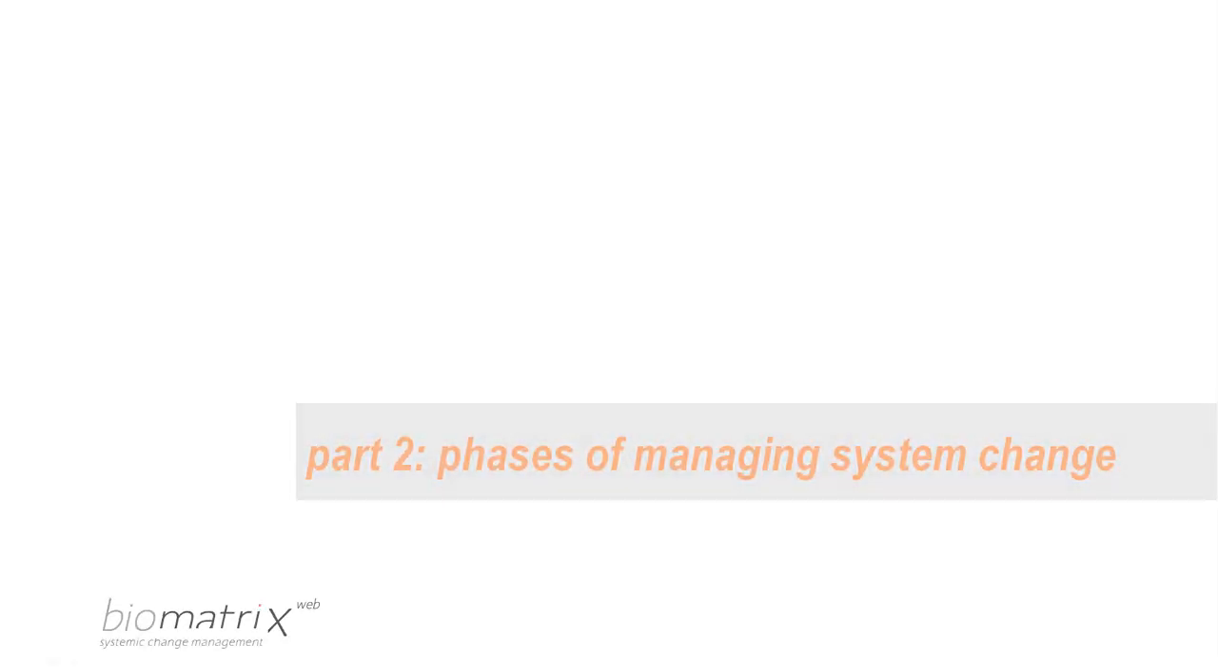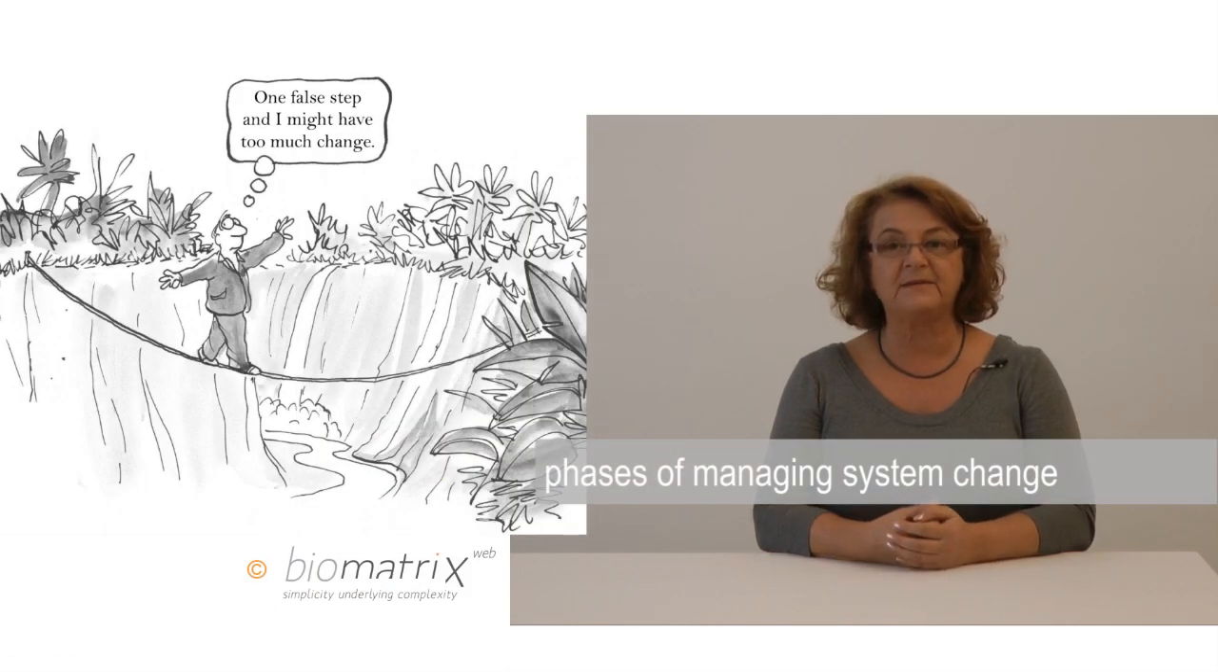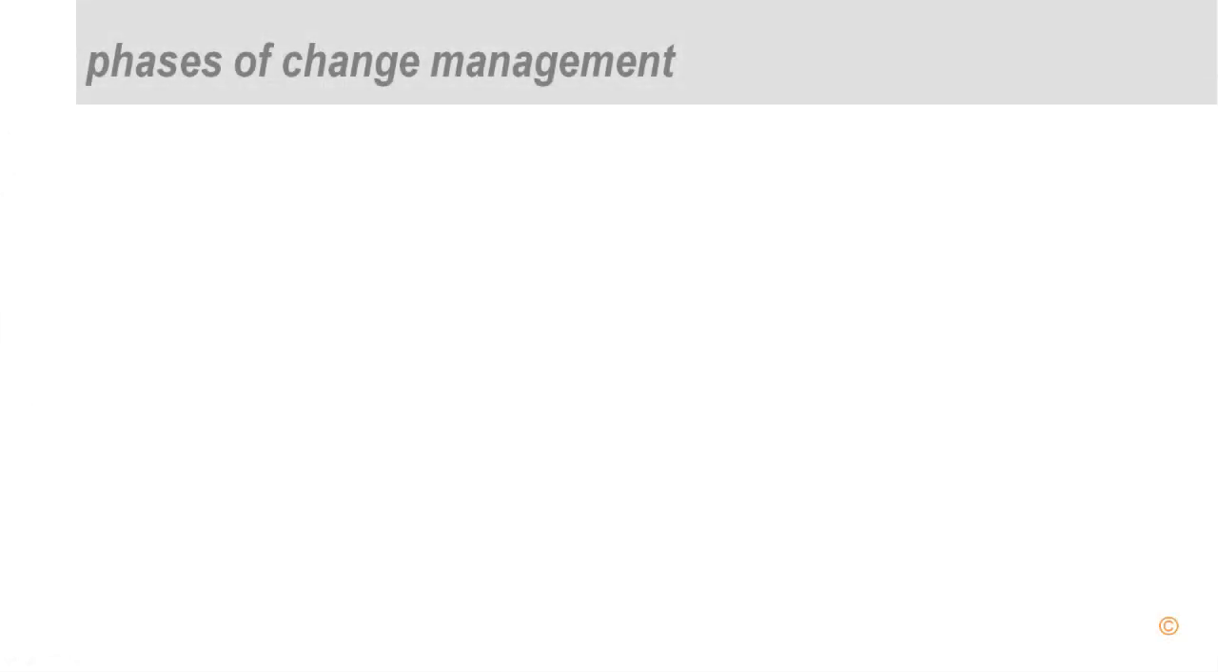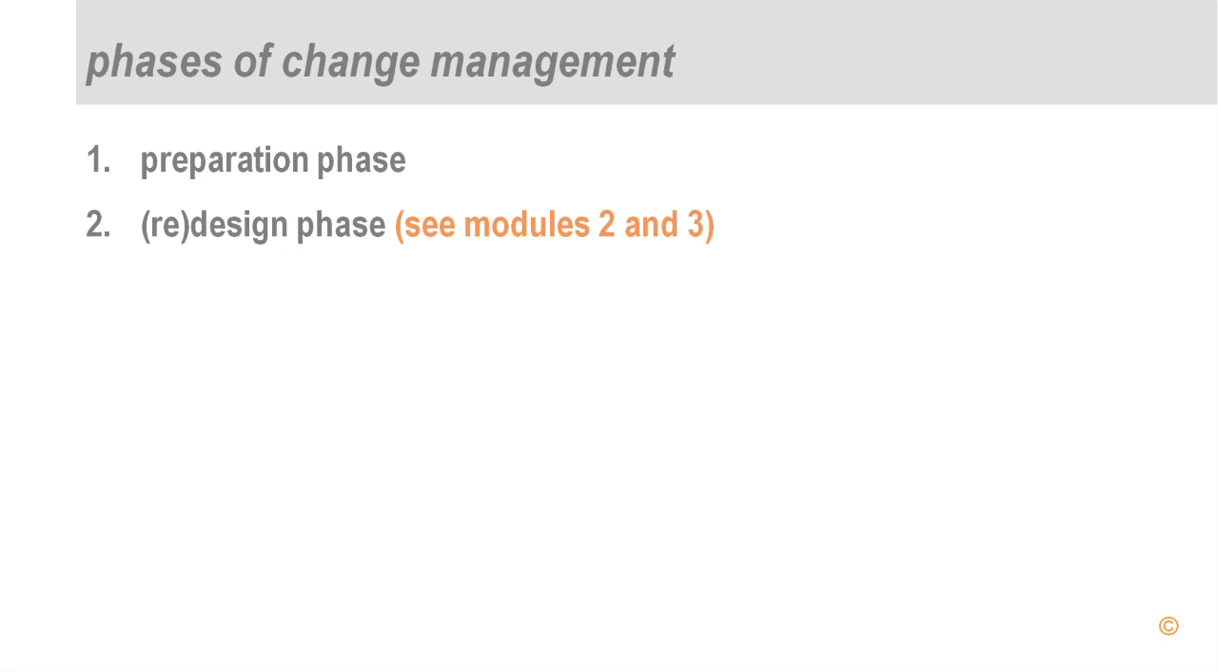Part 2 is concerned with the phases of change management. The different phases of change management are firstly a preparation phase. During that phase, the intervention is determined, change management structures are set up, resources are allocated, support is generated, etc. Then the actual design needs to be managed.